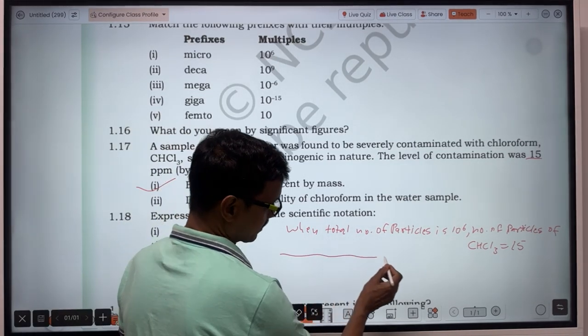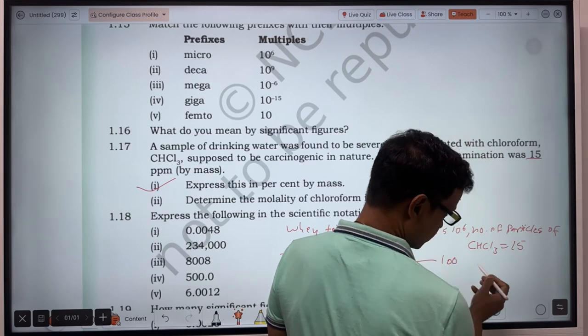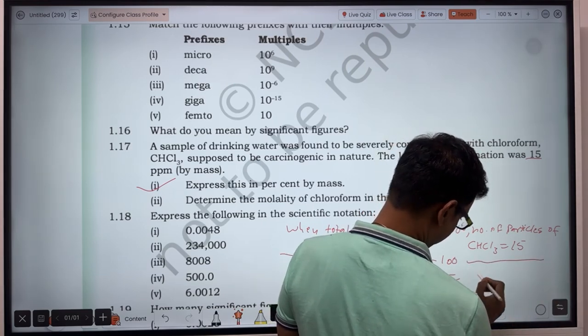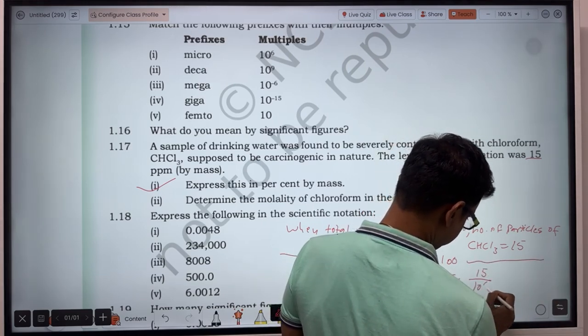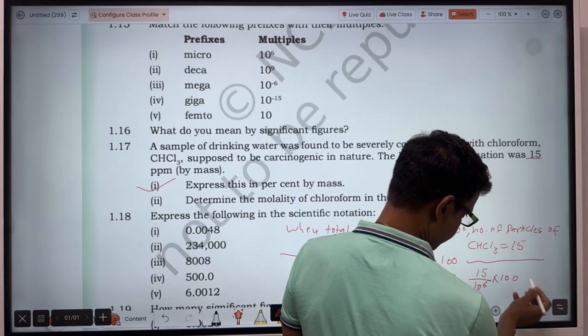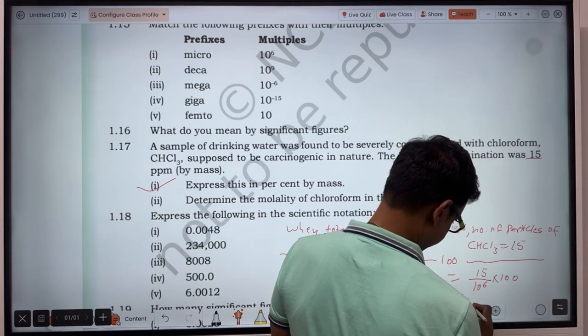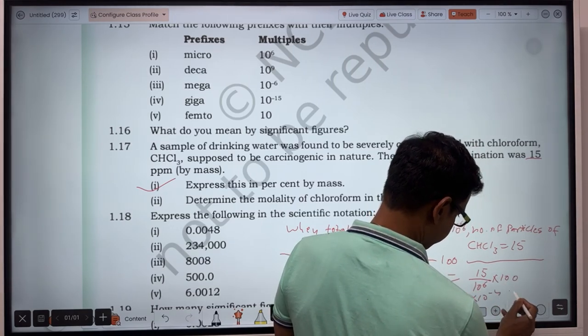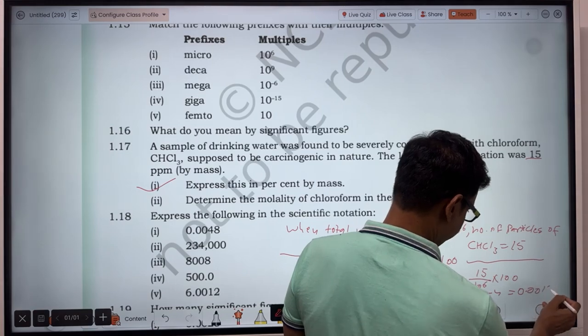So when the total number of particles will be 10 power 2, 100 means 10 power 2. So the number of particles will be how much? 15 upon 10 power 6 into 100, means 10 power 2. So that will be equal to 15 into 10 power minus 4. That means 0.0015.